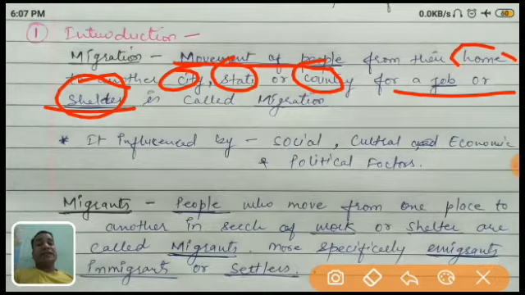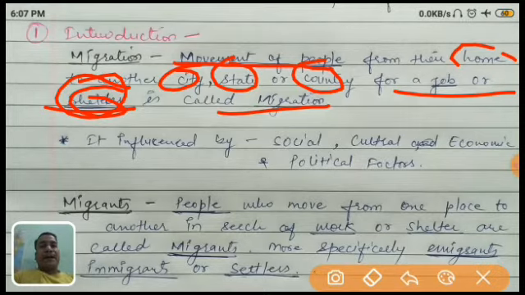Why? Because sometimes war starts, just like recently in Iran, Iraq, or Syria. Syria was a main peak location. Most of the people migrated from Syria to other countries. Why? Because there is no place to live. Everywhere there is bombarding, firing, so many things. That's why it is for shelter, for a living place. Okay, this is called migration.